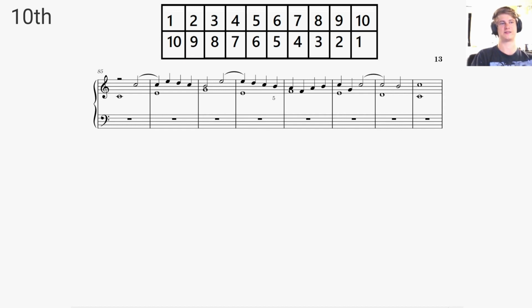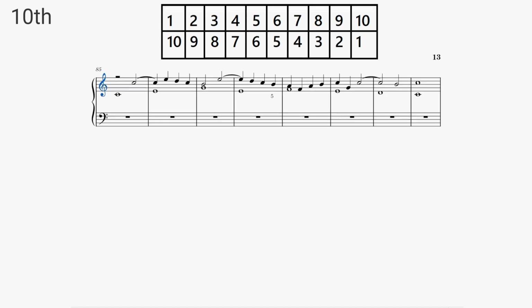Now let's listen to this, and always try to pay special attention to the interval that will form into a dissonance, in this case, the 5th, and just how it changes when inverted.